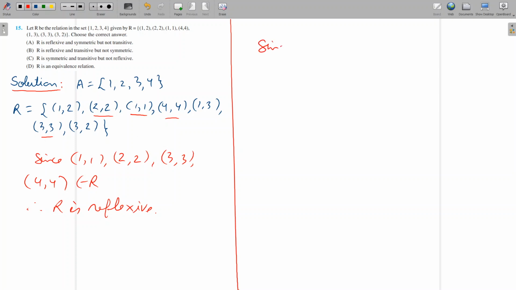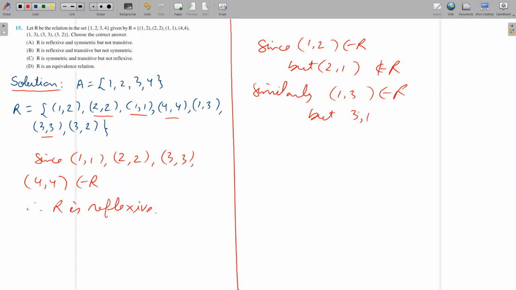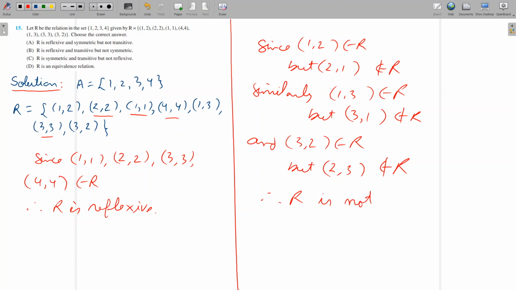Since (1, 2) belongs to R, but (2, 1) does not belong to R. Similarly, we can see that (1, 3) belongs to R, but (3, 1) does not belong to R. And we have (3, 2) belongs to R, but (2, 3) does not belong to R. Therefore, we can say that R is not symmetric.